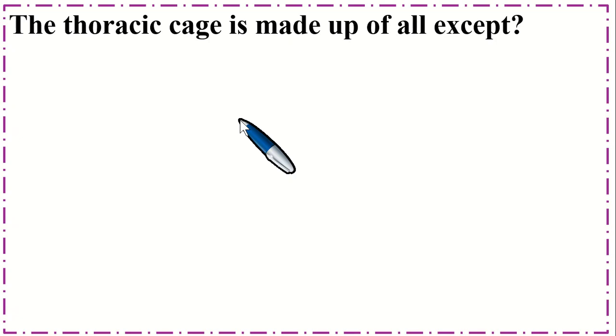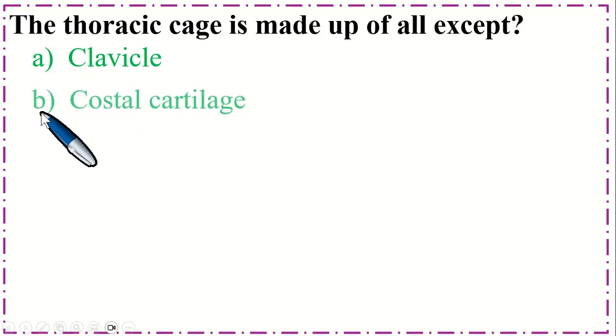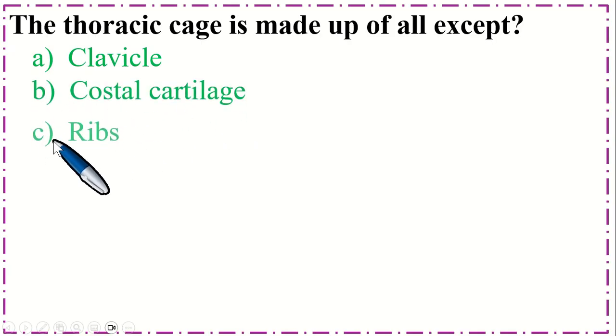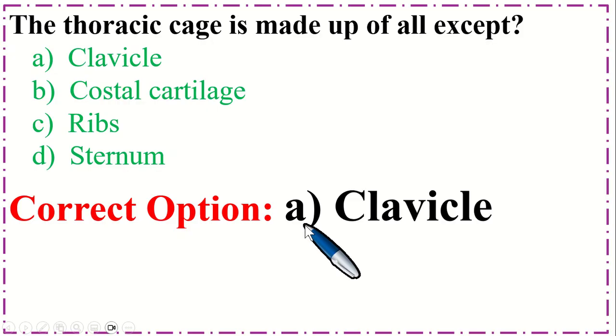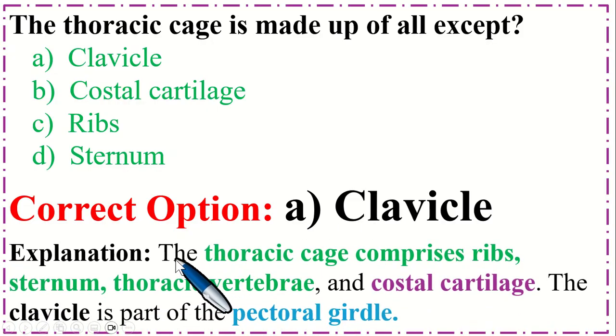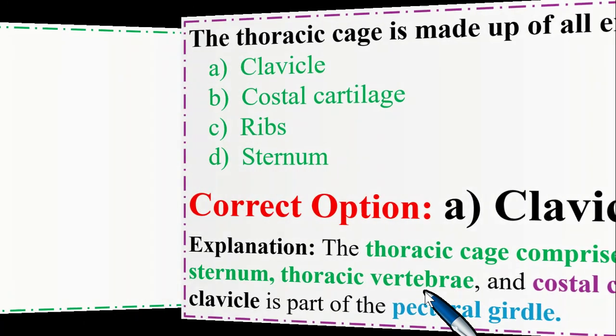So this is very important MCQs. The thoracic cage is made up of all except option A clavicle, B costal cartilage, C ribs, and option D sternum. So the correct option is A clavicle. Explanation is the thoracic cage comprises ribs, sternum, thoracic vertebrae, and costal cartilage. The clavicle is part of the pectoral girdle.